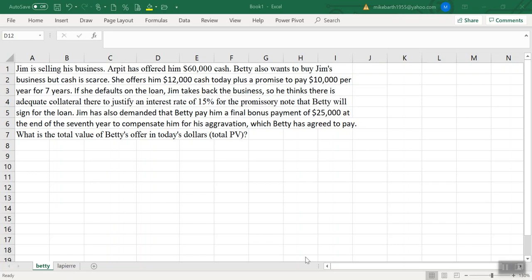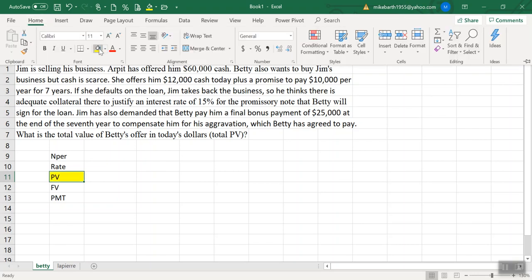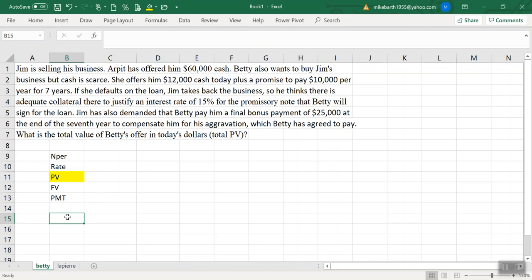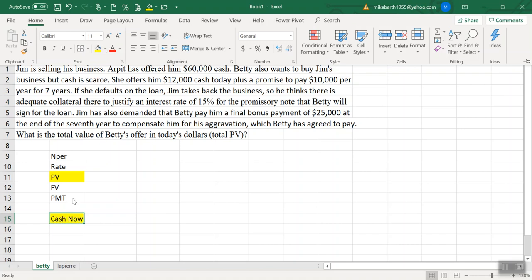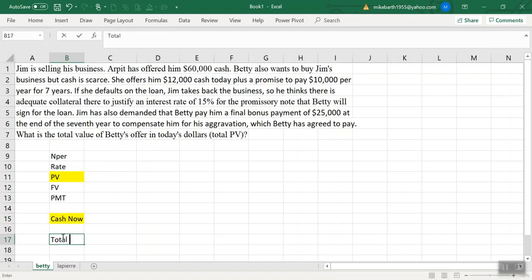What's the total present value of Betty's offer today? And then we can compare that to Arpit's. Well, it's in a couple of pieces. One is the money in the future. We can render that into present value given the information now, and then add that to the cash down payment and come up with a total present value of her payments, and then compare that to Arpit's. So if I take the present value of her payments and add that to the cash now payments, then what I'll have is the total value of the offer.